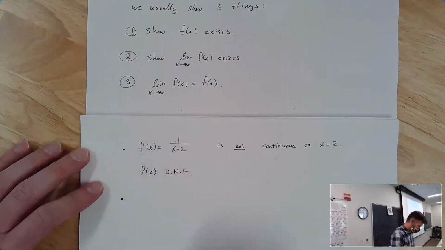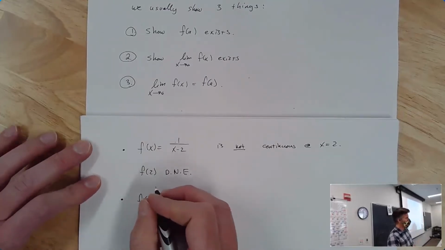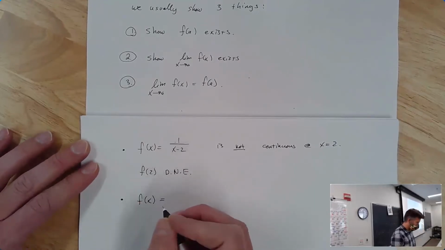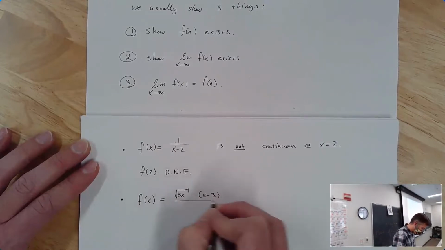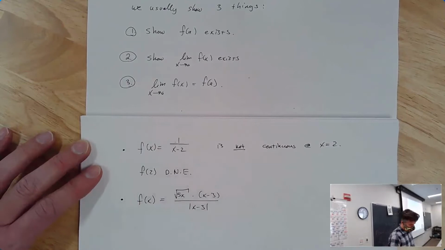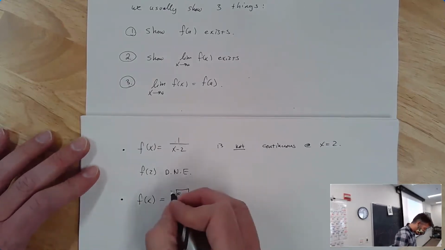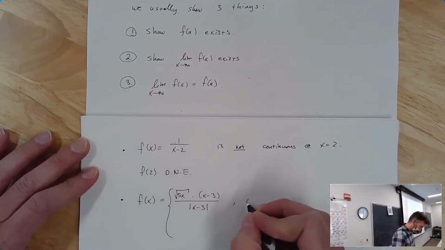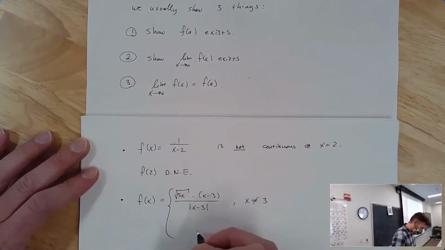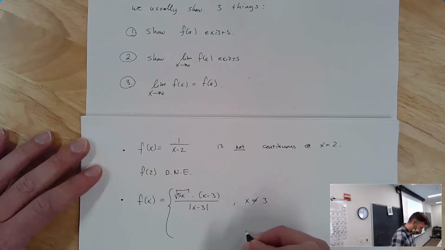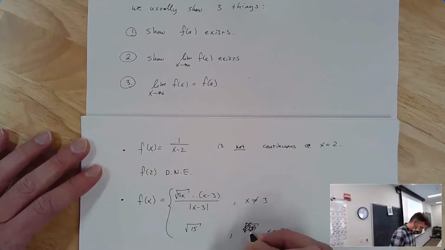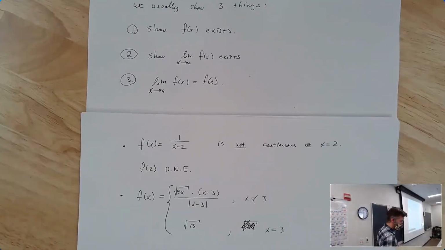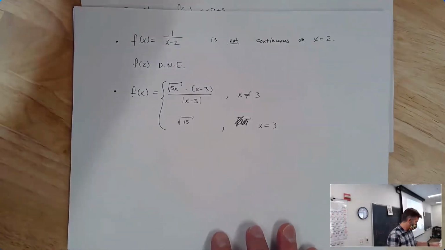Here's another example, back to the beginning of class. f of x equal to the square root of 5x times x minus 3 over the absolute value of x minus 3. Oh, that's still not a great example, James. Fine. I'll make it piecewise. Even make it interesting. Make it the square root of 15 at x equal to 3. This function is not continuous at 3.